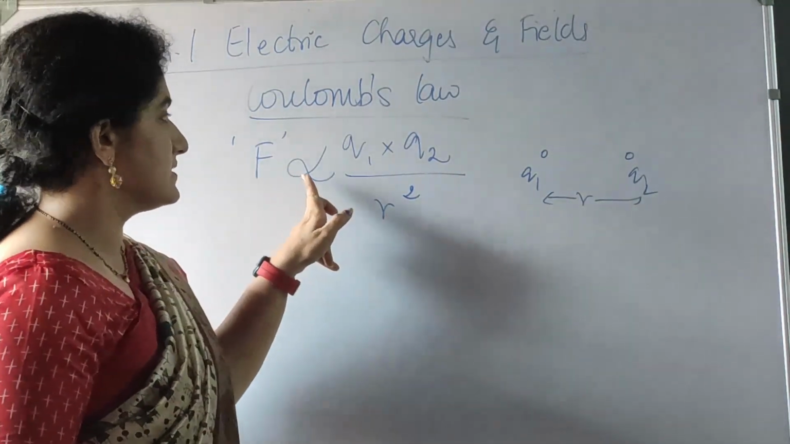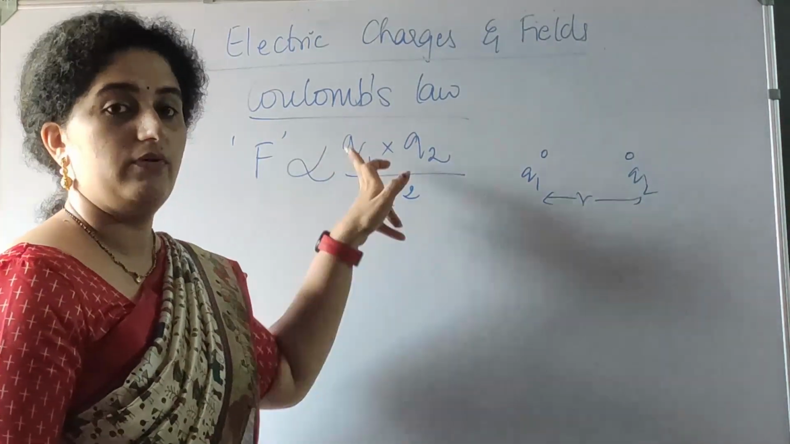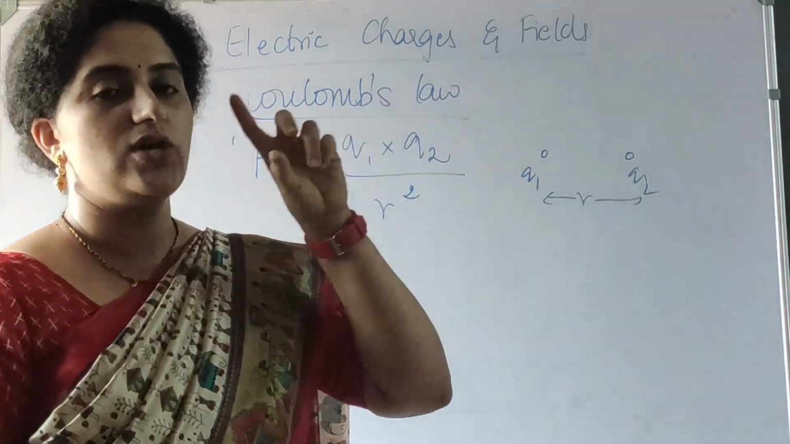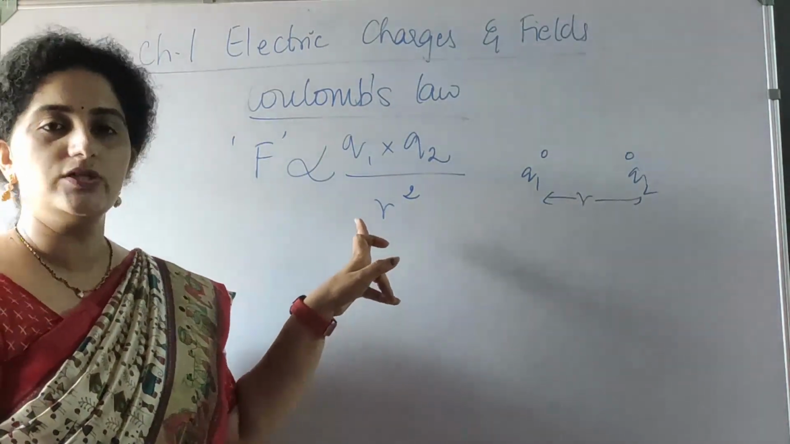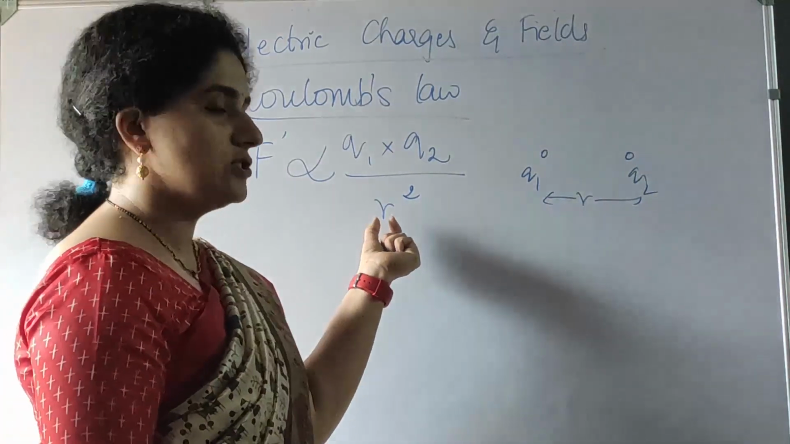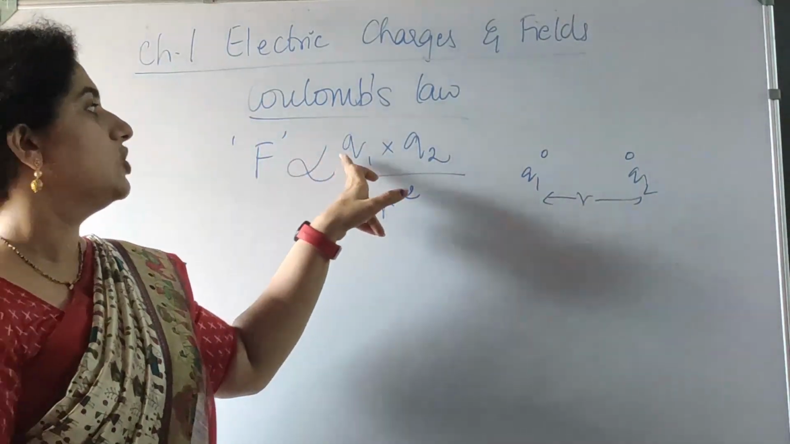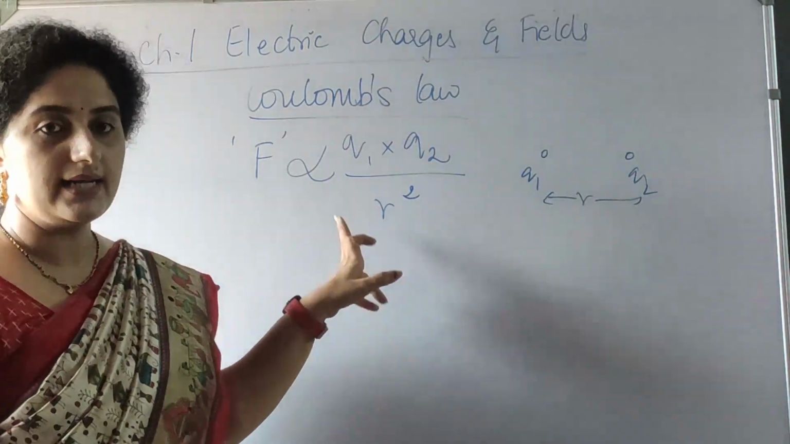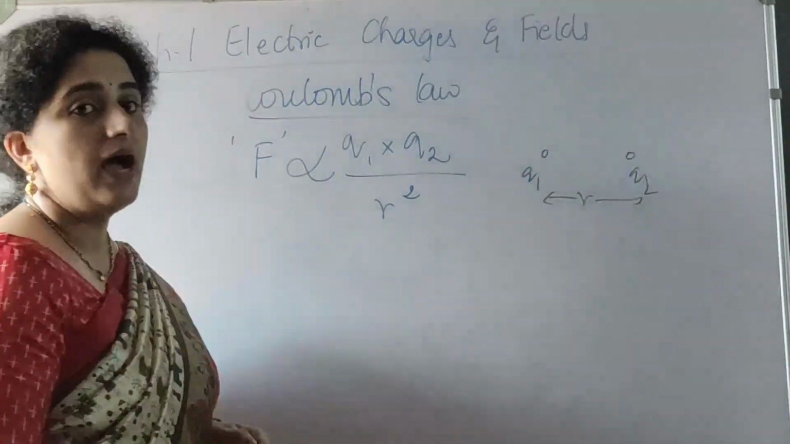So F is directly proportional to Q1 Q2 by R square, where Q1 and Q2 are charges measured in Coulomb and R is the distance which we usually measure in meters in SI units. I have already told you, when we deal with any concept, we deal with SI units. So Q1, Q2 in Coulomb and R in meter.